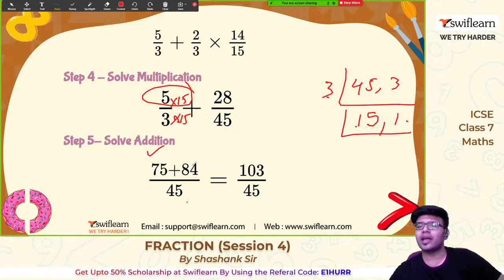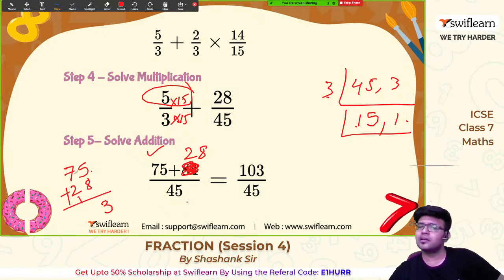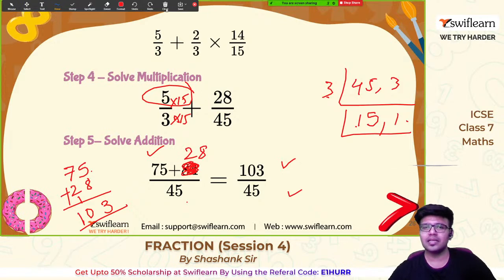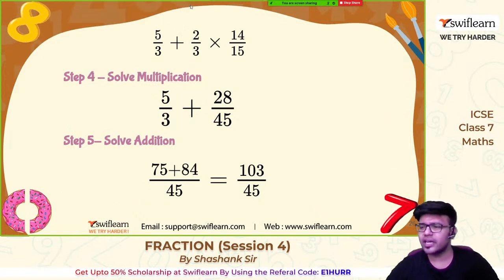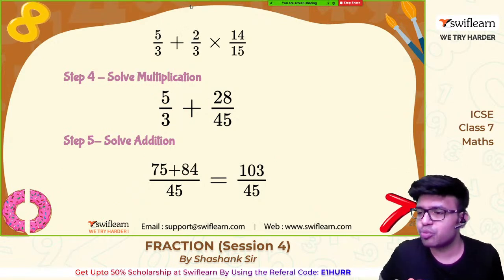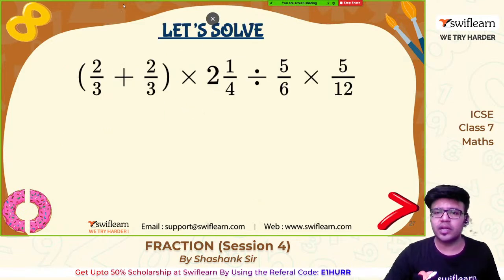28 by 45. Okay, they have written it wrong here. It is 28. So 75 plus 28, how much is this? Add them. We get 5 plus 8 is 13 and this is 10. So 103 by 45 is the answer. This is how we solve it, guys. Understood? Do you have any doubts? If you're having any doubts, you can ask me. Or let us continue with the next problem.